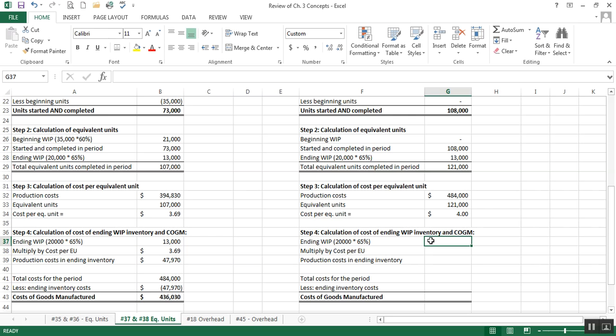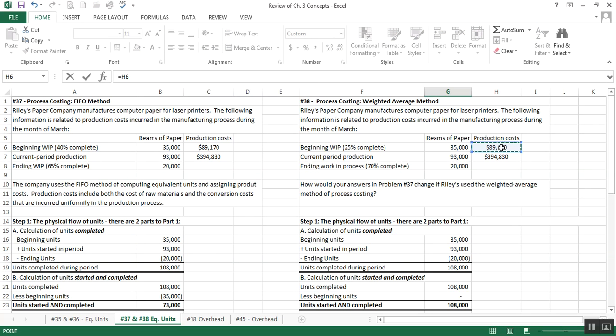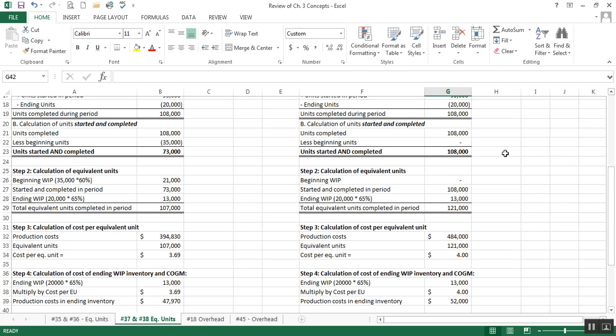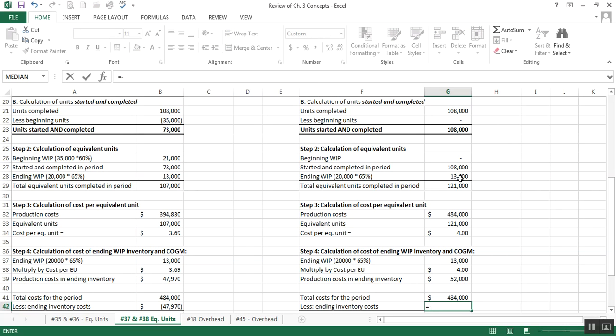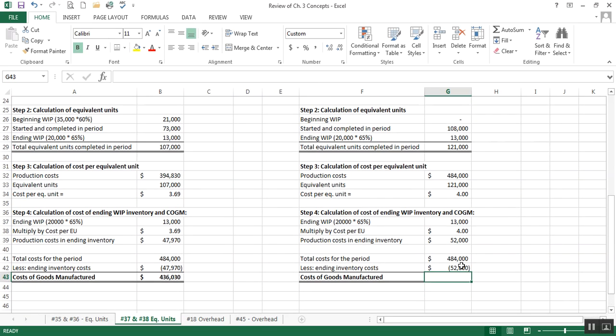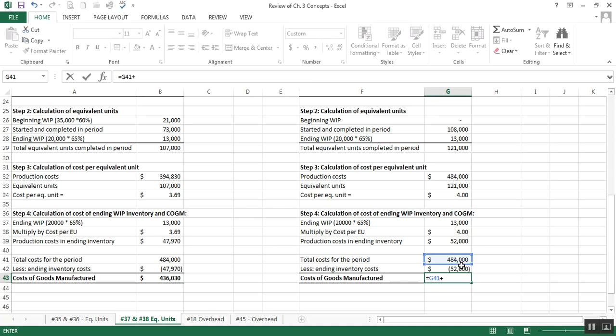And now we calculate our production costs in ending inventory and our cost of goods sold. So 20,000 times 65% remains in ending inventory. Our cost per equivalent unit is $4. So the cost that remains in ending inventory is 52,000. Again, we're looking at our total costs less what remains in ending inventory equals our cost of goods manufactured that moves on to the next step.